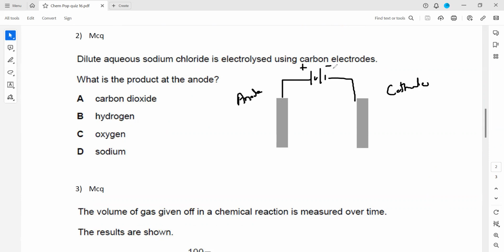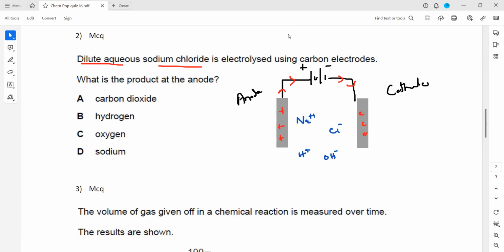The movement of electrons is out from the negative terminal of the battery towards the cathode, and away from the anode towards the positive terminal. Now, we have dilute aqueous sodium chloride. What are the ions present? It contains sodium ion, chloride ion, hydrogen ion, and hydroxide ion.